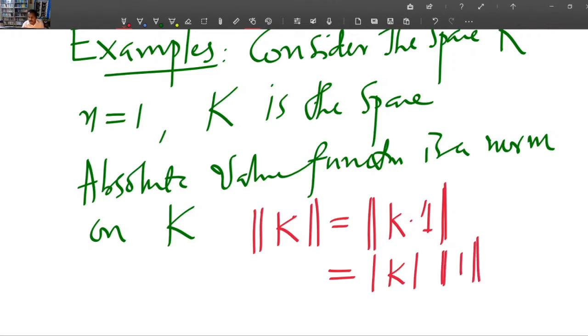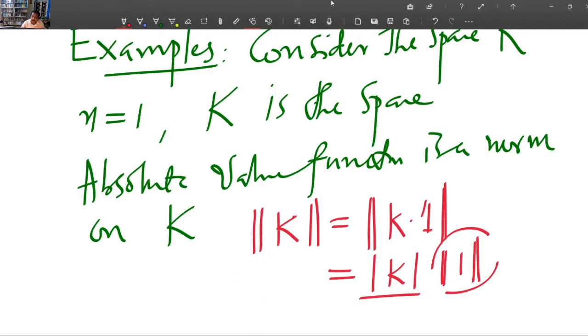So any norm on K is a positive scalar multiple of the absolute value function. So we can express the norm of k in terms of the absolute value function. So that is one of the interesting things.